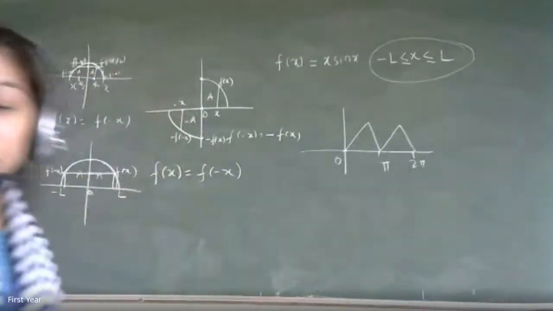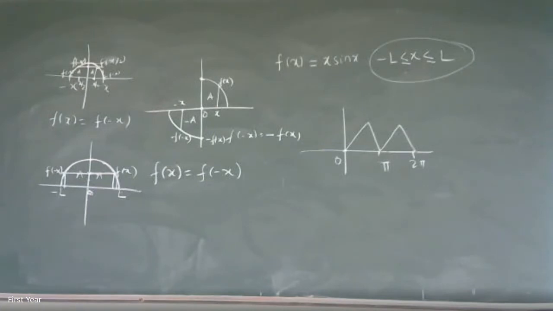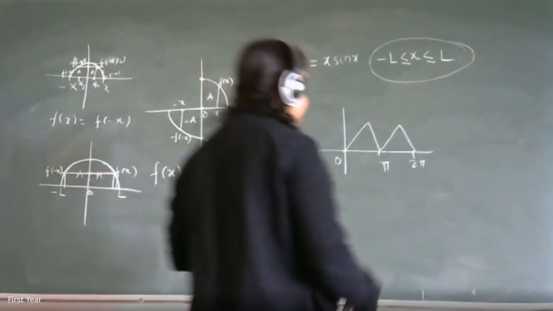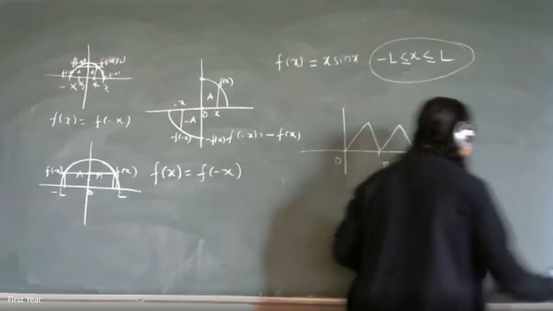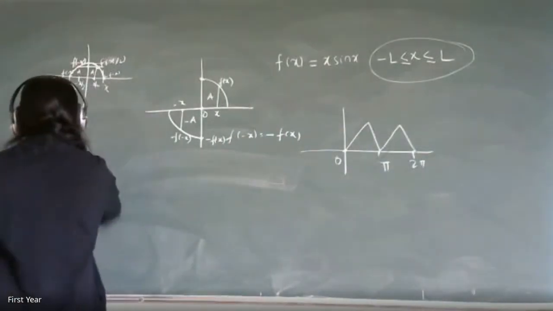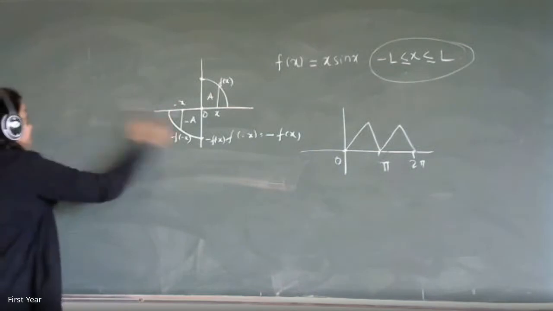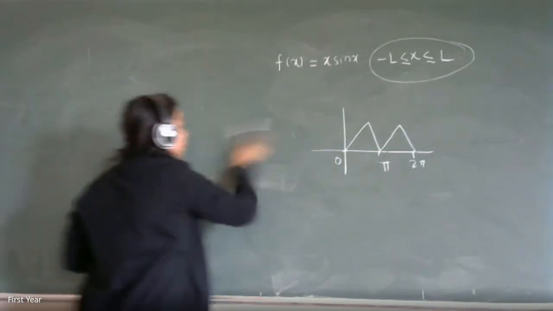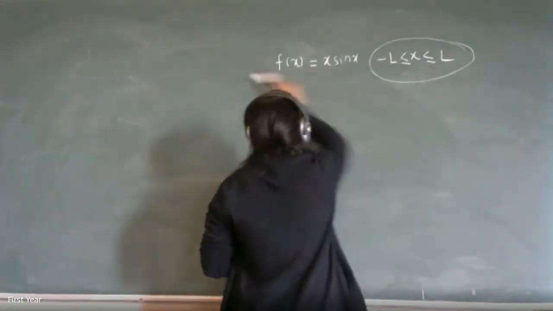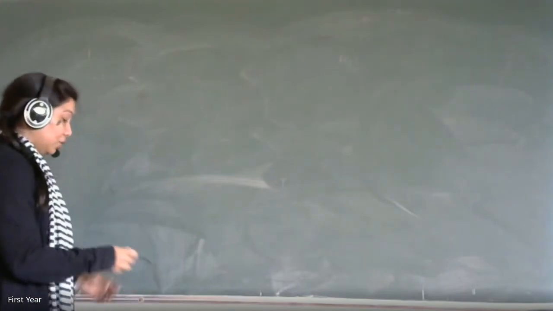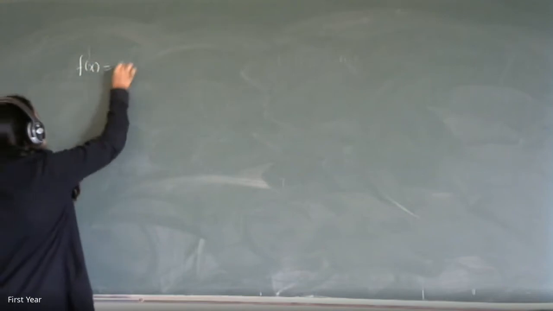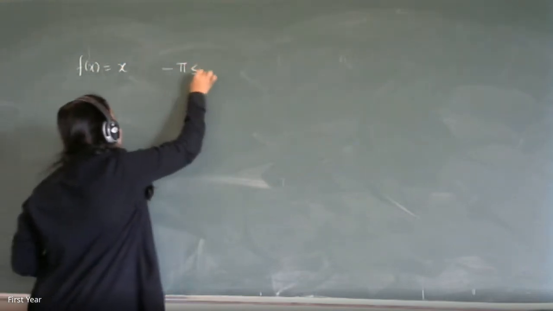First question you take down. Obtain the Fourier series expansion of f of x is equal to x in the range minus pi less than or equal to x less than or equal to pi.